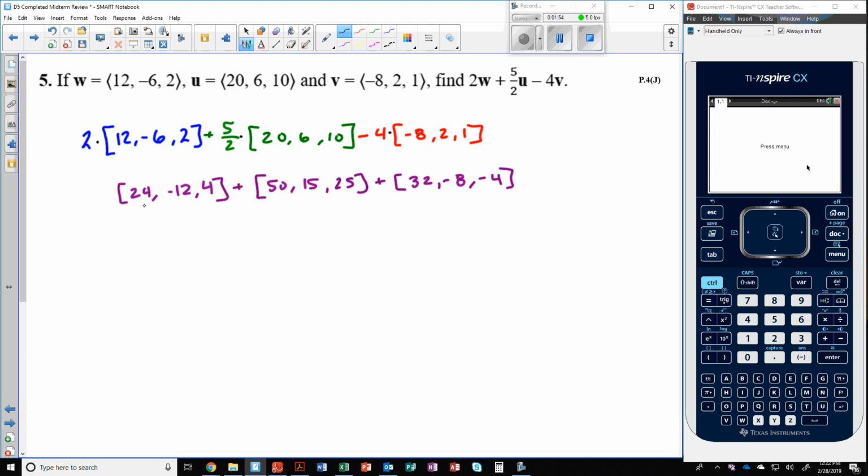So I'll first look at the x values. I'll add 24 and 50, which is 74, and then the 32, and I get 106. And now I'm going to do the y values. It's negative 12 and 15, that's positive 3, and then minus 8 should be negative 5. And then I would take my z components, my third components, which is 4 and 25, that's 29, and then subtract 4, that's 25 again. So that should be my vector.